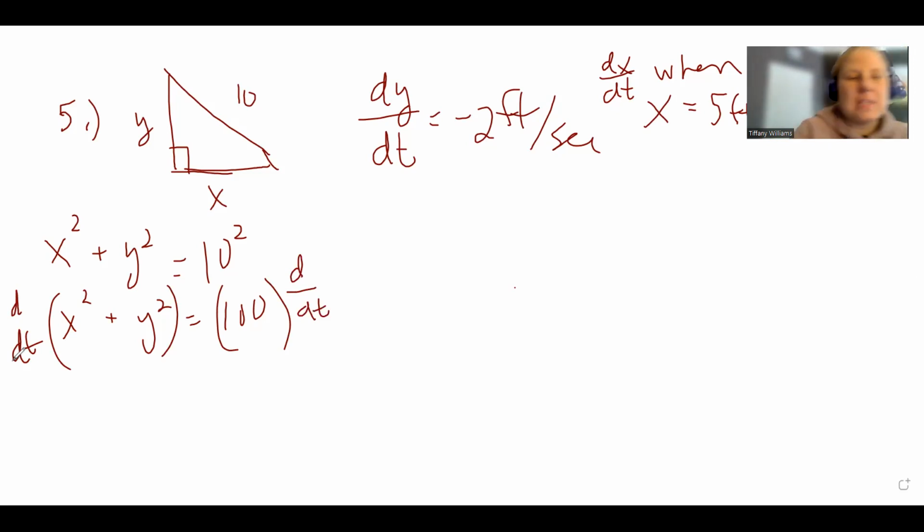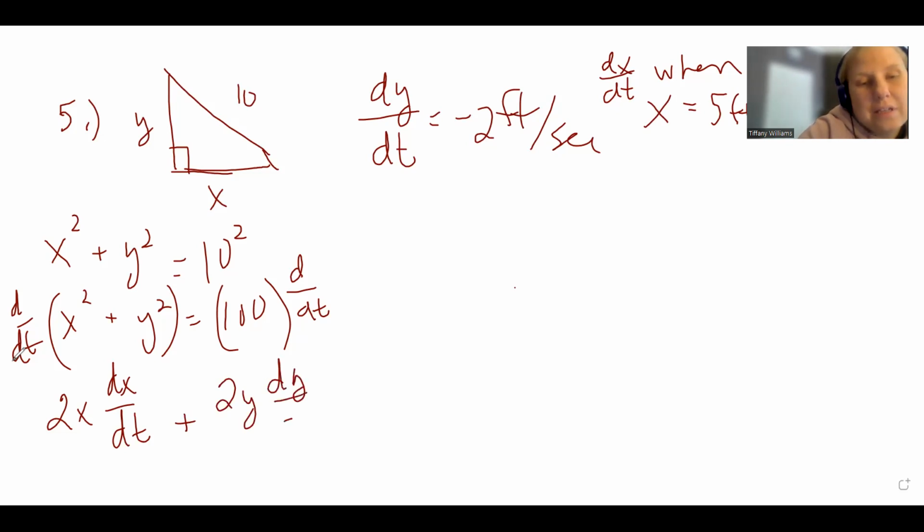So if I take the derivative of x squared, I'm going to get 2x. But because it was with respect to time, this is going to be 2x dx/dt. Same thing for y. I'm going to take the derivative of y squared, get 2y, but this is going to be dy/dt. And then, of course, the derivative of 100 with respect to time is just 0 because it was a constant. So I've got it set up to where I've got my dx/dt, dy/dt, and my variables. So at this point, I'm going to solve this for dx/dt.